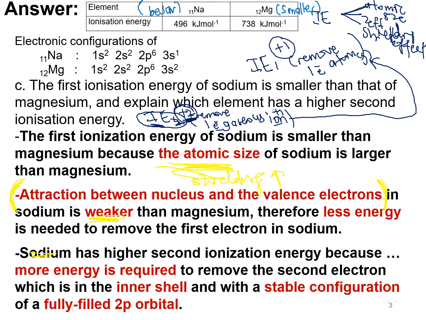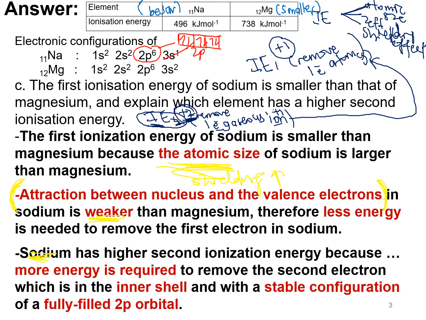Sodium will also have the higher second ionization energy. Why? You will need more energy to remove the second electron, which is in the inner shell, with a stable configuration of a fully filled 2p orbital. Okay. So, let's say for the first ionization energy of sodium, if you look here, I will remove one electron from 3s1. So, I will get 2p6. Right? 2p6, if this is 2p, I will have 1, 2, 3, 4, 5, 6.